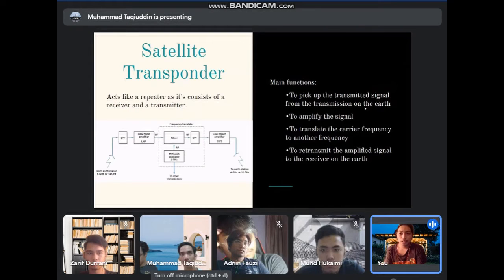As for our satellite transponder, it acts as a repeater as it consists of a receiver and a transmitter. The main function of our transponder is to pick up the transmitted signal from the transmission on the Earth, to amplify the signal, to translate the carrier frequency to another frequency, and to retransmit the amplified signal to the receiver on the Earth.